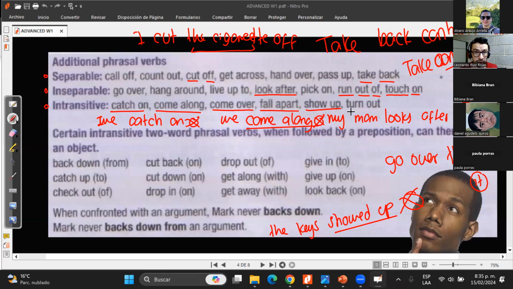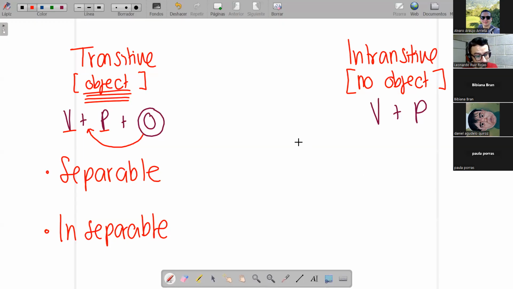Algunos de estos verbos, ¿sí? Algunos de estos verbos cambian dependiendo el significado. Por ejemplo, tenemos el verbo take off. Do you remember what is the meaning of take off? Quitarse. Ese es uno de los significados. Muy bien, Dani, very good.